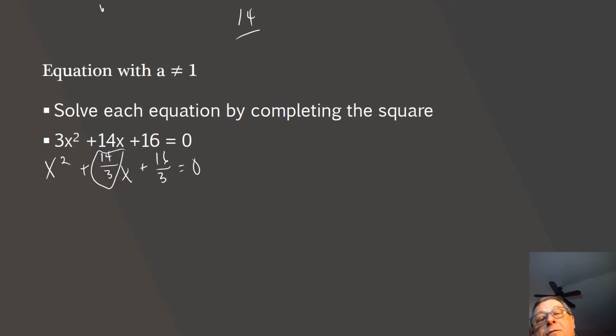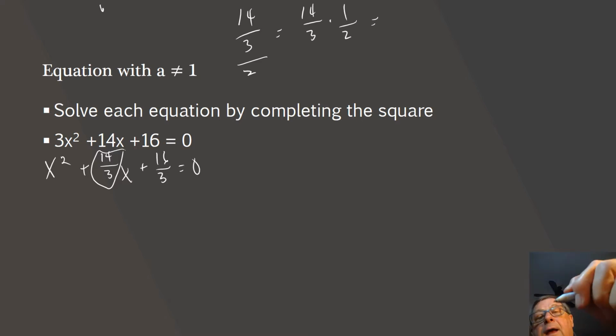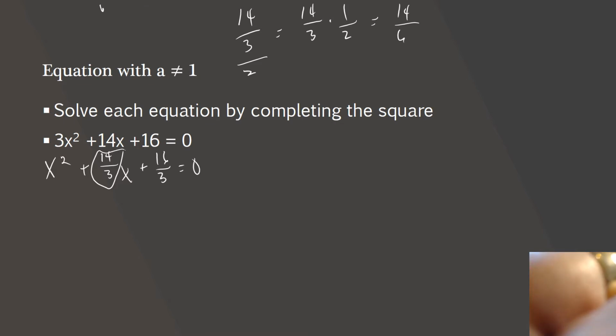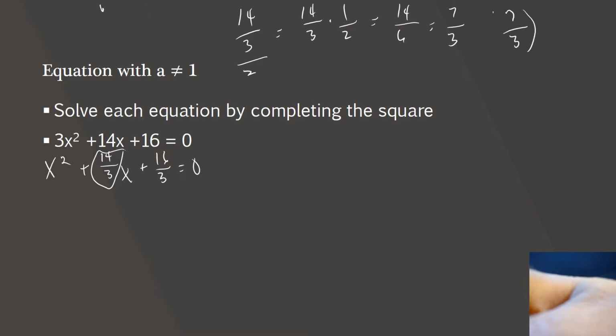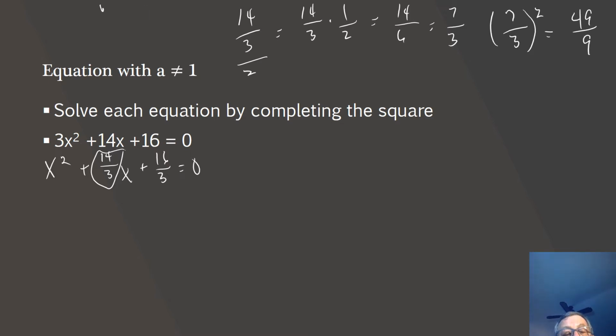So I take 14/3, we're dividing it by 2. That's the same as 14/3 times 1/2. And 14 times 1 is 14, and 3 times 2 is 6. And I also see that I can reduce that to 7/3. Both 14 and 6 are divisible by 2. And that's going to be my factor, that plus 7/3. But then I'm going to square this 7/3. So we got 7/3 squared equals 49/9. And that's how we're going to complete the square.